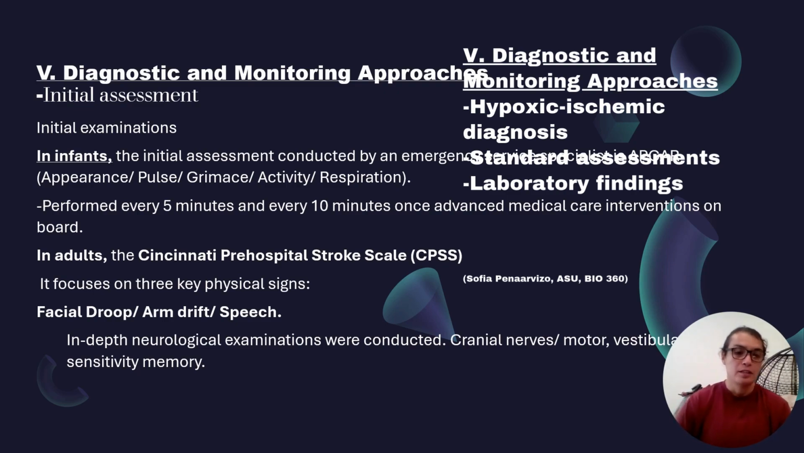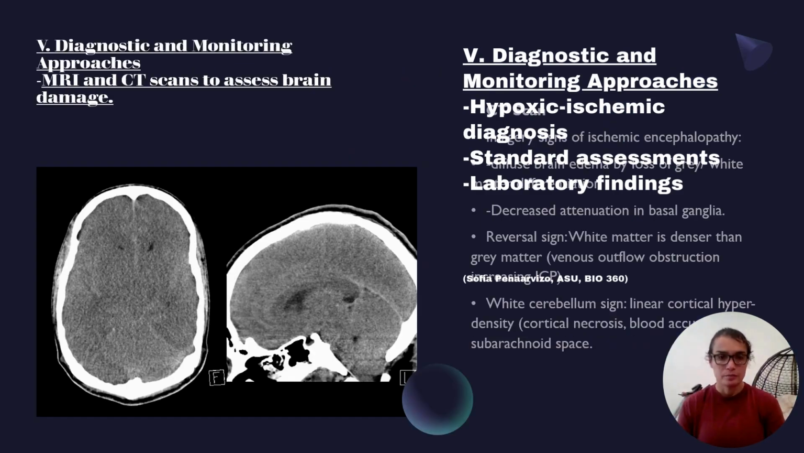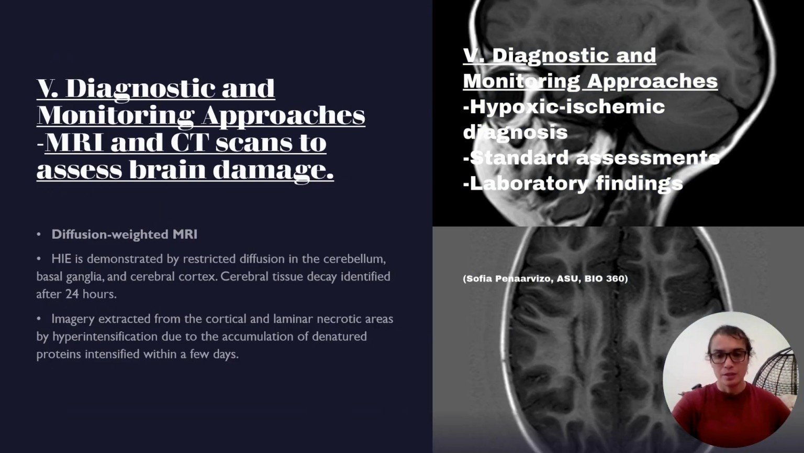The initial assessment for a hypoxic ischemic event is presented in different ways and assessed in different manners. When it comes to infants, we have the APGAR assessment, which is appearance, pulse, grimace, activity, and respiration, and is performed every 5 to 10 minutes, at the convenience of the healthcare providers. And in adults, usually it is the Cincinnati Pre-Hospital Stroke Scale, and I will go more in depth in future slides.